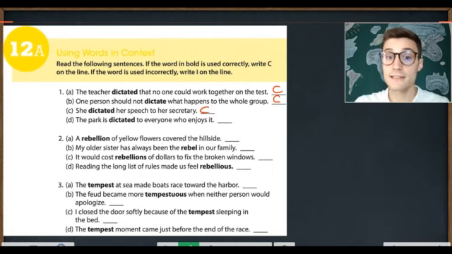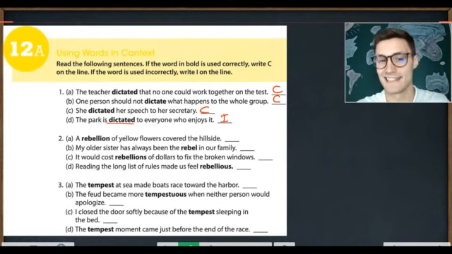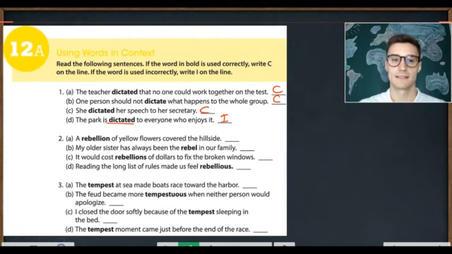Okay, now write, hello everyone and welcome. Thanks for joining us today. Dictate what someone should write. D. The park is dictated to everyone who enjoys it. Incorrect. That should be dedicated, not dictated.